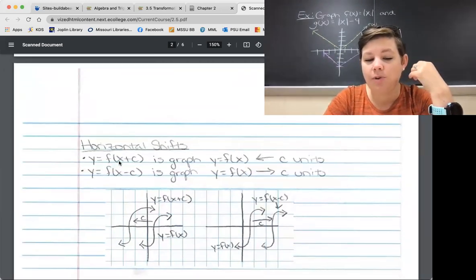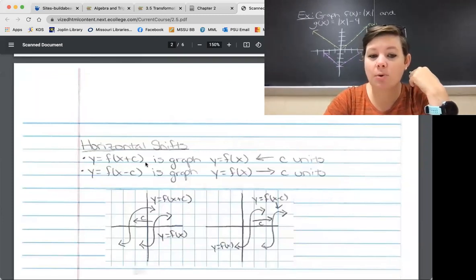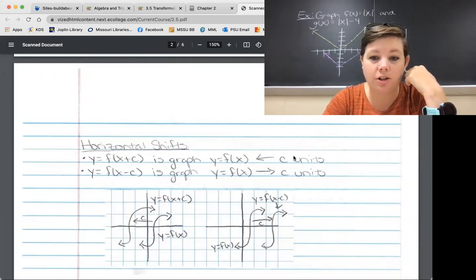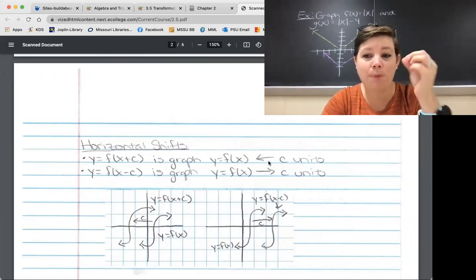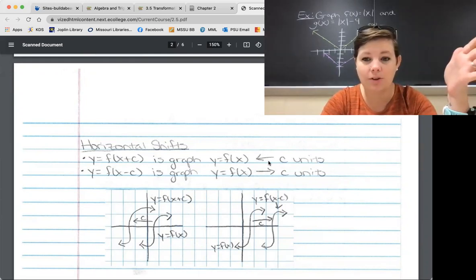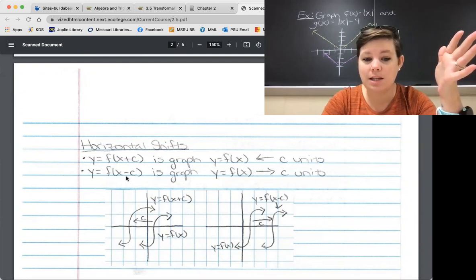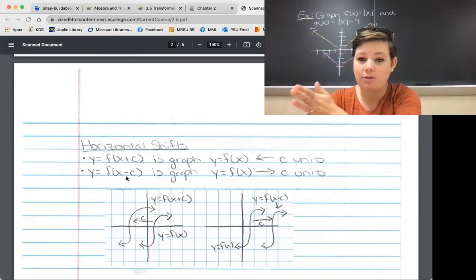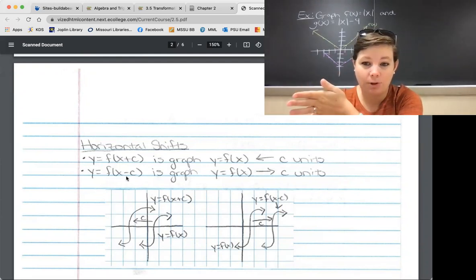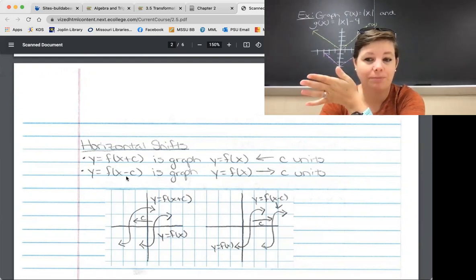And so if you have y equals f of x plus c, this is a horizontal shift of the function, but it's to the left 3 units. So it's backwards. You're going to go negative if it says plus c. If it says minus c, you're going to go positive. And that is very backwards from what you're probably thinking.